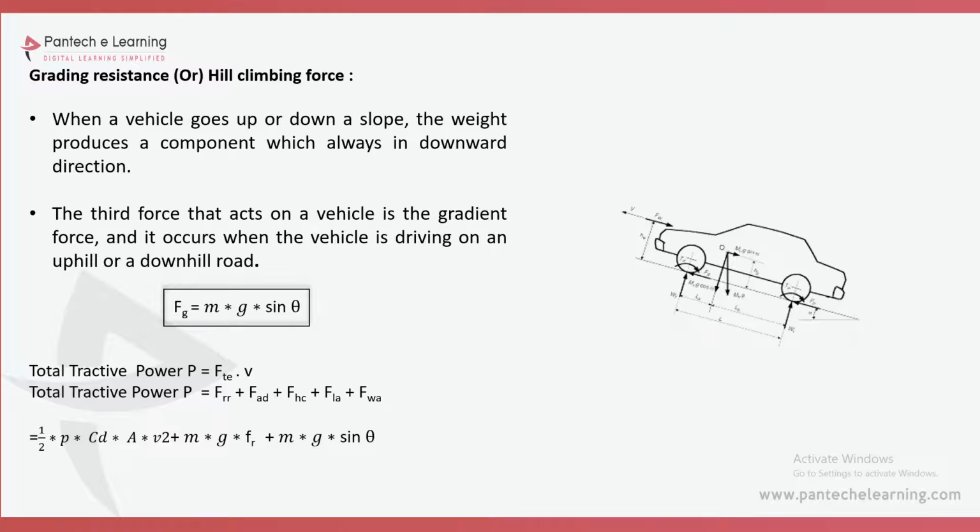Now we have to find the total tractive power. P equals F into V, that is, total tractive force into velocity. What is the total tractive force? It is the sum of the forces: rolling resistance, aerodynamic drag, gradient resistance, and acceleration force. We sum these forces to get the total tractive force, and multiply by velocity to get the power.